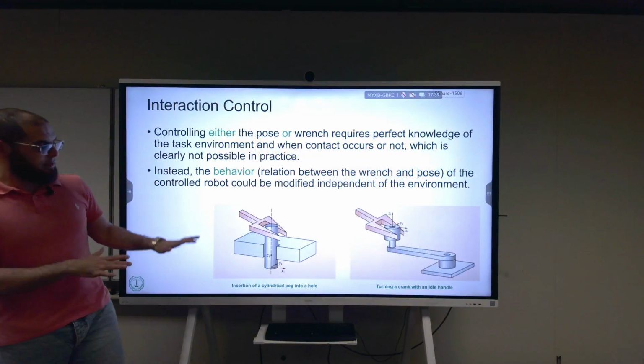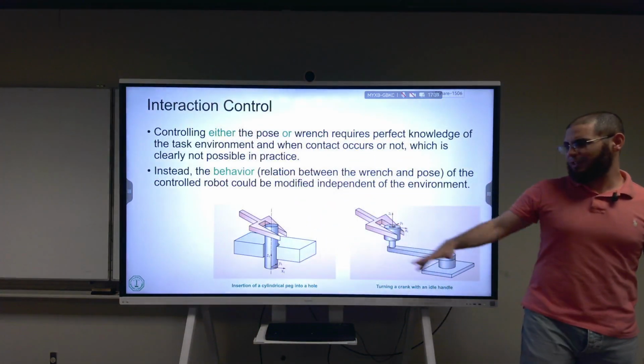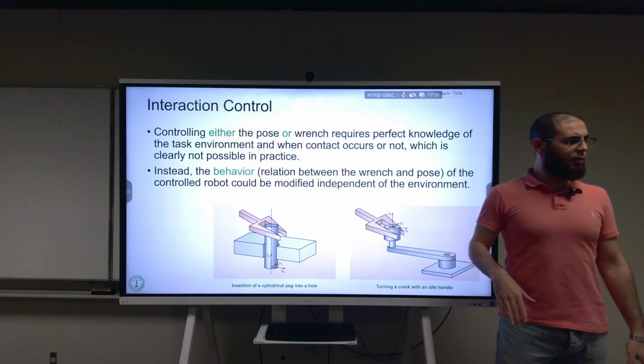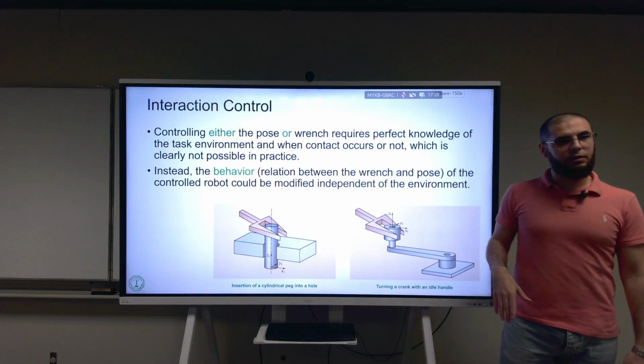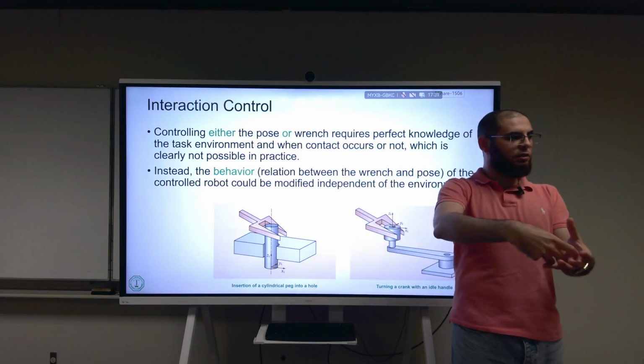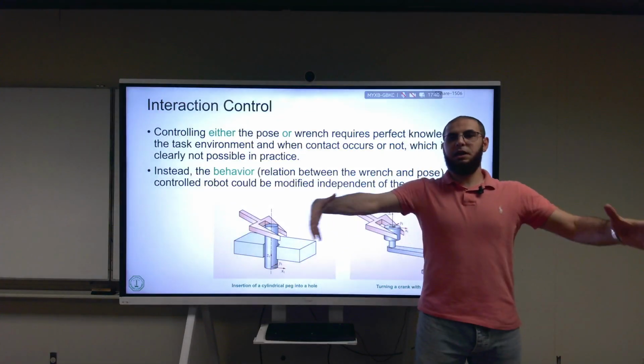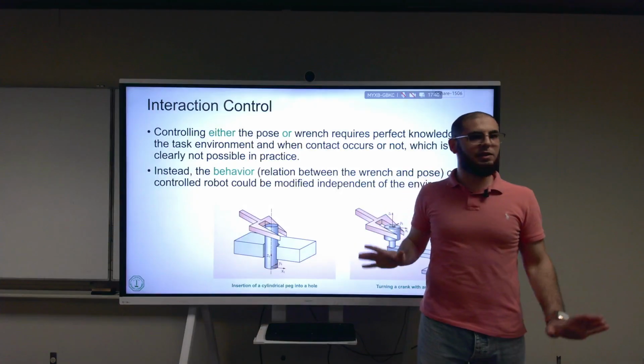So for interaction control, these are typical problems that you can see. For example, this is a classical problem called the peg in a hole problem. Okay? It's an insertion. You have something that you want to insert into a hole, and this hole can be big, can be small, depending on the clearance.